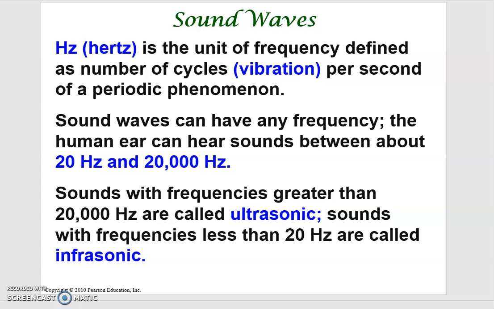And a frequency less than 20 hertz is infrasonic. This just gives you a sense of it. Ultrasonic means a frequency beyond our highest tolerance, and infrasonic is a frequency so low that it is even below the minimum frequency that our ear can hear.